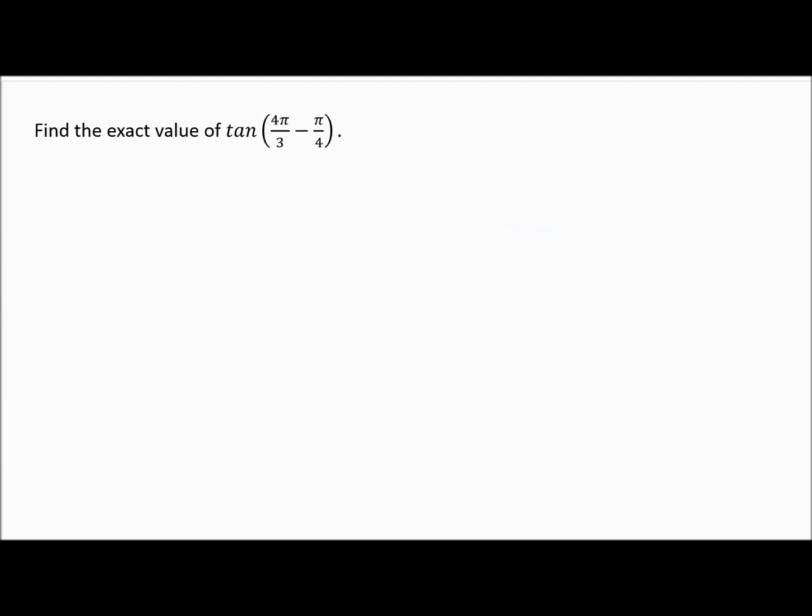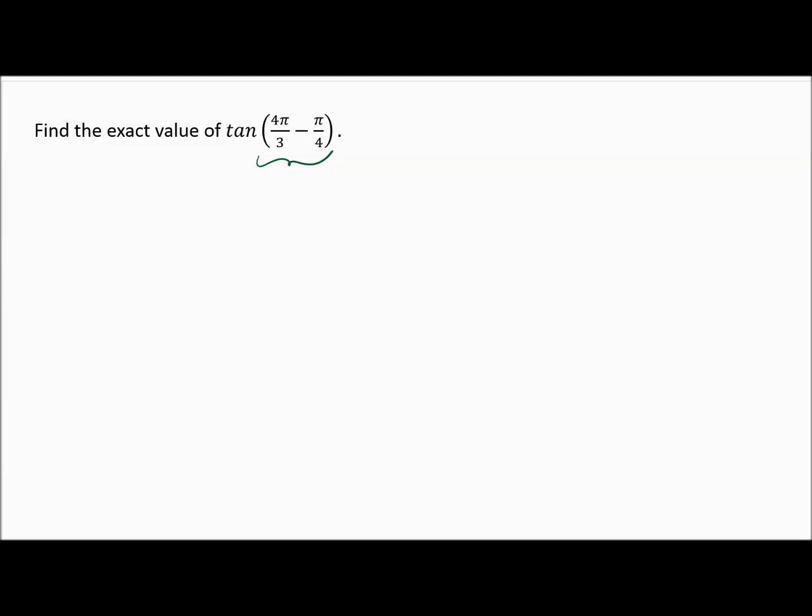So we are to find the exact value of tangent of 4 pi over 3 minus pi over 4. Okay, now are those values on the unit circle? Is 4 pi over 3 a value on the unit circle? The answer is yes. Is pi over 4 a value on the unit circle? The answer is yes. Is the tangent of 4 pi over 3 minus pi over 4, if we calculated this, is that a value on the unit circle? Possibly. We could check that out if you want to, but let's just use the formula first of all.